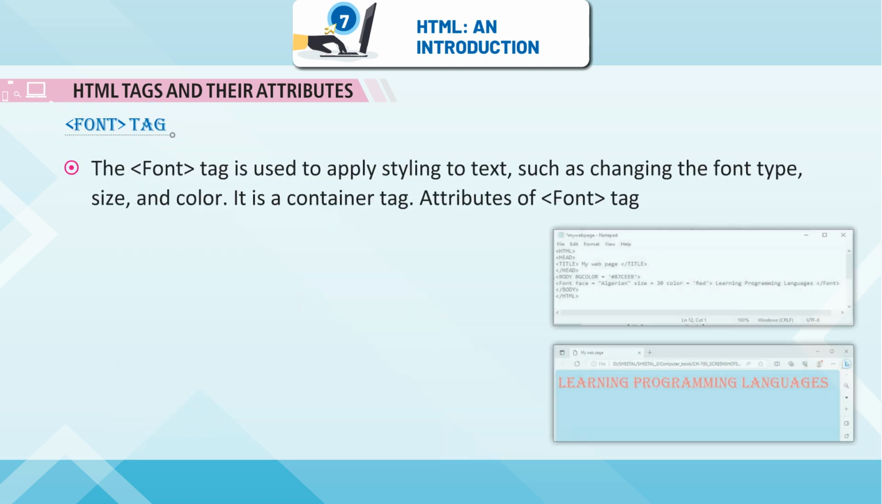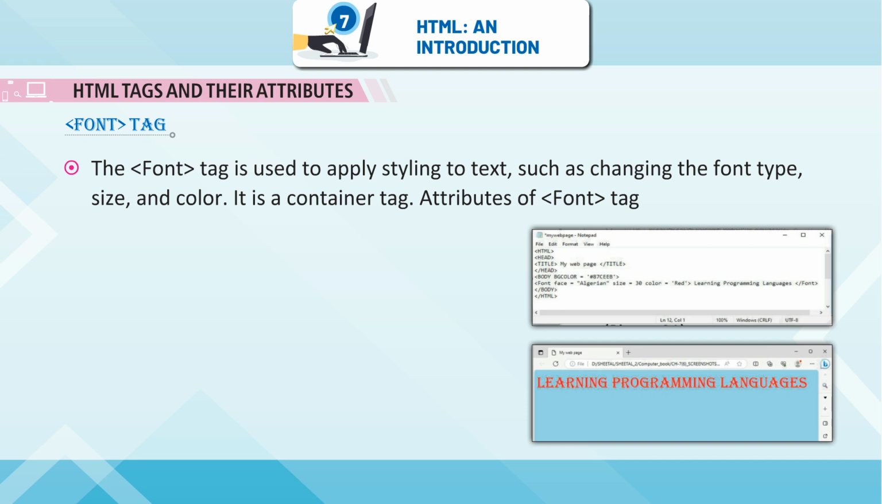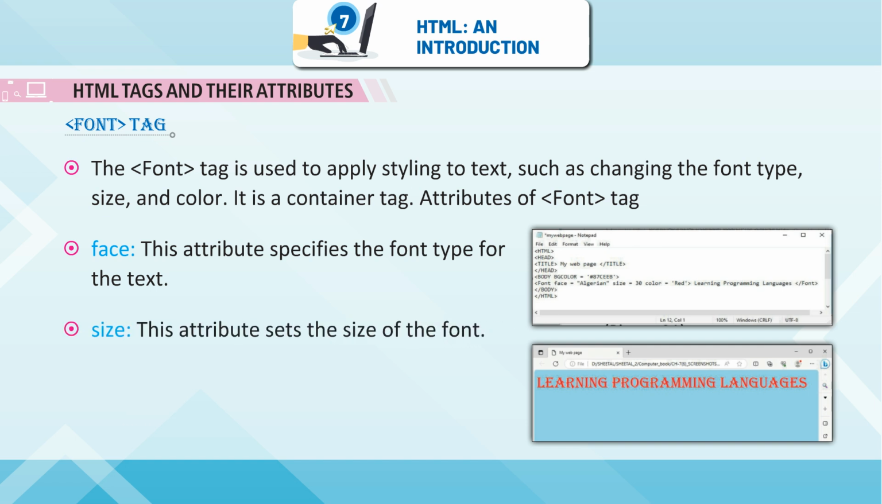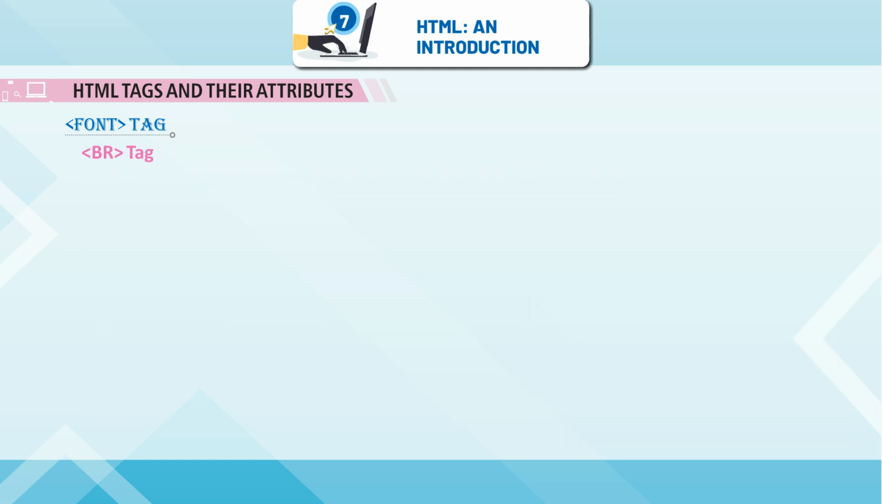Font tag. The font tag is used to apply styling to text, such as changing the font type, size, and color. It is a container tag. Attributes of the font tag. Face. This attribute specifies the font type for the text. Size. This attribute sets the size of the font. Color. This attribute changes the color of the text.